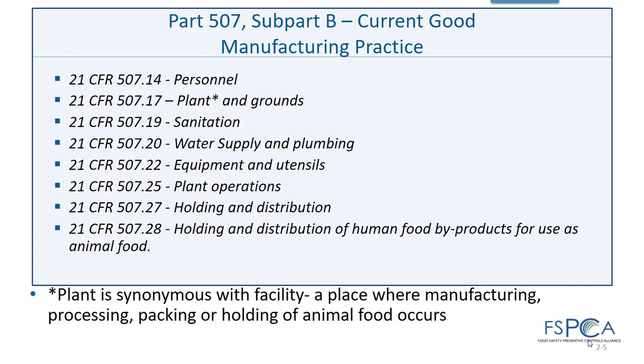Here are the different parts of Subpart B that we're going to be going through. I will be reading the actual slides and the text of the regulation quite a bit in this chapter, but I'll also try to provide you with some tangible examples from my experiences. As a side note, the term plant, as in planting grounds in 21 CFR 507.17, is synonymous with the word facility, and both of those terms refer to a place where manufacturing, processing, packing, or holding of animal food occurs.